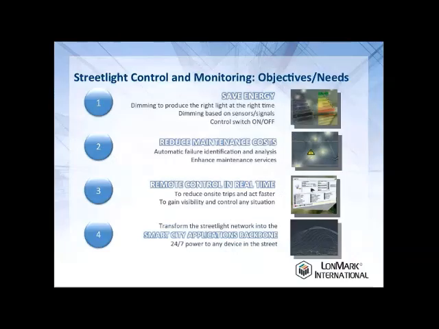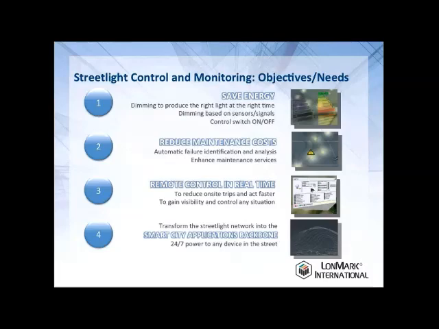So first, let's define what streetlight control and monitoring is about. On this slide on your screen, you can see the 4 main objectives of what we are trying to accomplish for cities, municipalities, utilities, all the people who are driving streetlights in the streets. It's all about saving energy, reducing maintenance cost, remote control in real time, getting a remote eye in the street, and leveraging the streetlight grid to transform it into a smart city application network.